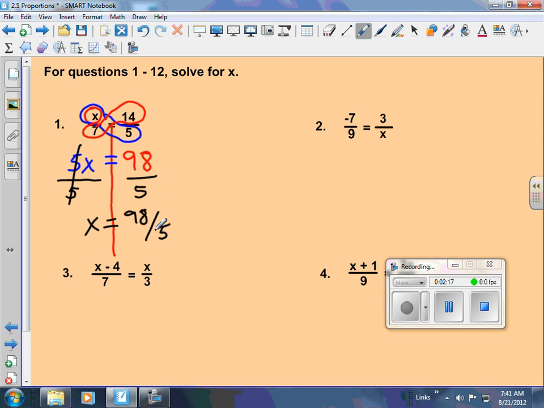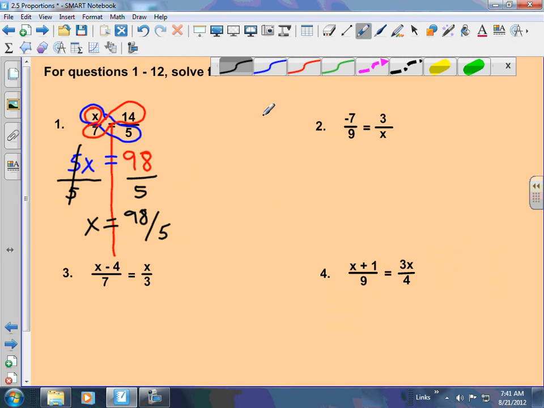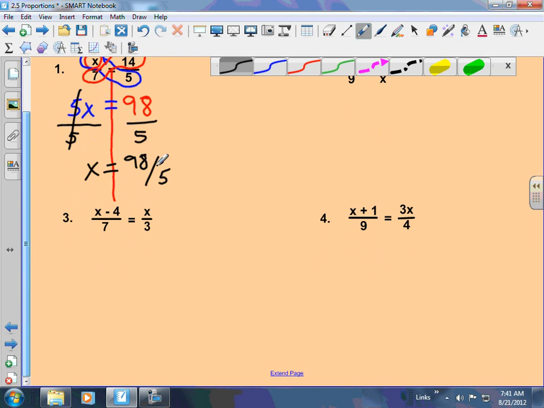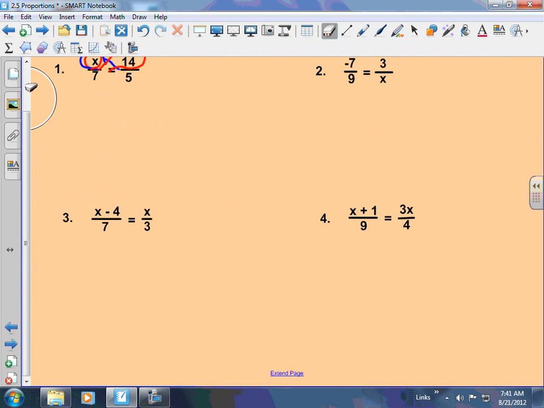5's crossed out. Now, can this reduce? If you remember when your elementary teachers were teaching you prime numbers, I know 5 is prime. That means only 1 and 5 can go into 5. I know 5 can't go into 98, so I know that that fraction cannot be reduced. Okay? So let's move down to 3, because 2 is exactly the same. You should be able to do it.